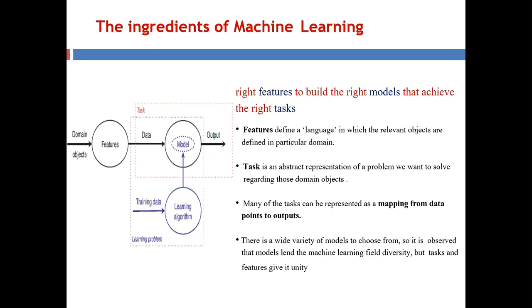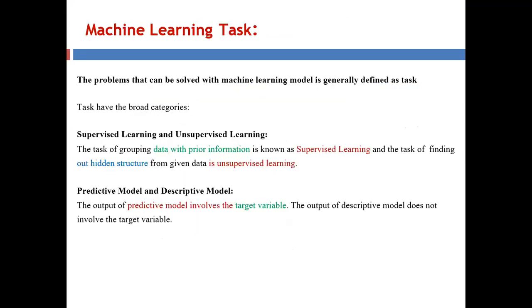Doesn't matter whether you are using a probabilistic machine learning model, a geometrical machine learning model, or a logical machine learning model, the tasks and features are always used in spite of the type of machine learning model you are using. So that makes the machine learning model unique, though the machine learning field is diverse because we are using different types of machine learning model.